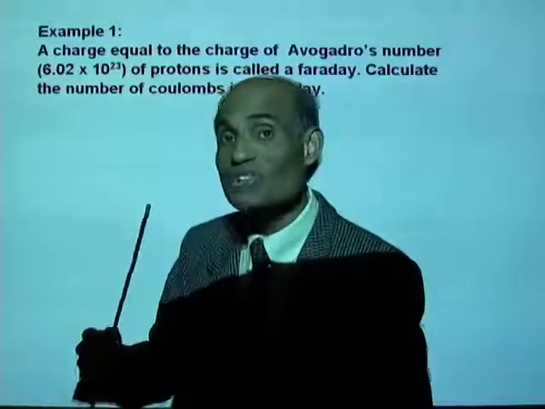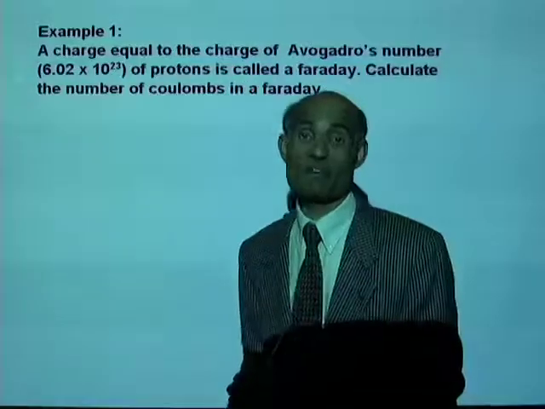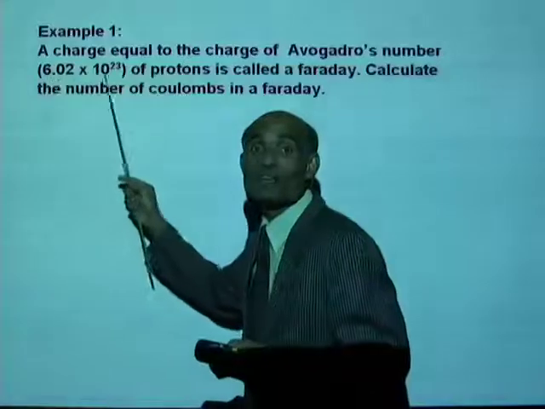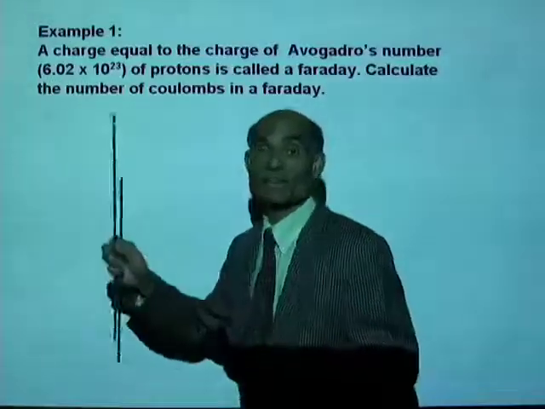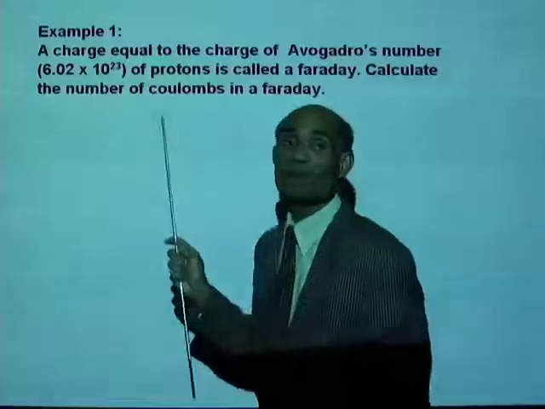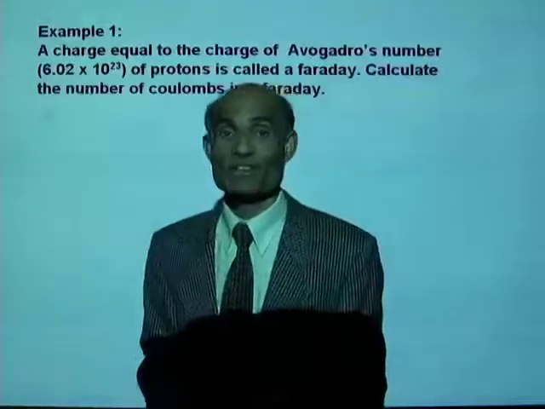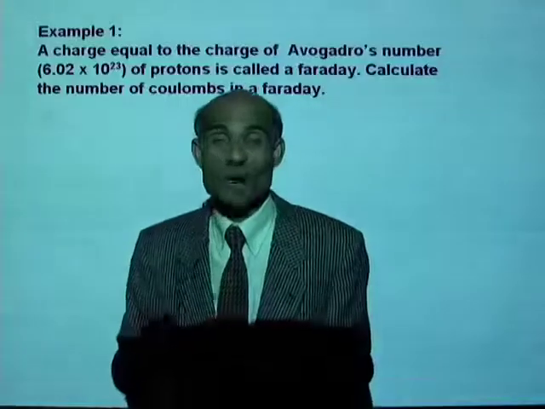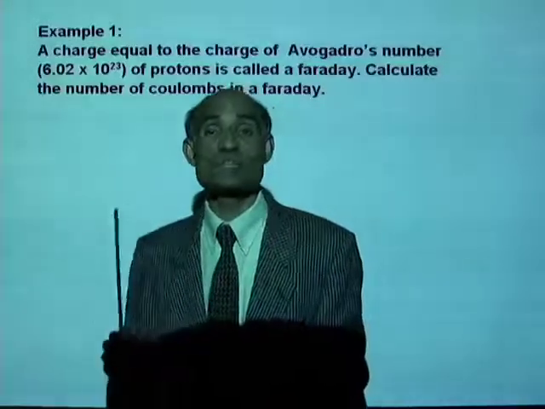Now how much is that? Calculate the number of coulombs in a Faraday. Well, if this is the total number of protons that make up Avogadro's number, and each proton carries what amount of charge? Each proton carries the basic unit of charge, 1.602 times 10 to the negative 19 coulomb.